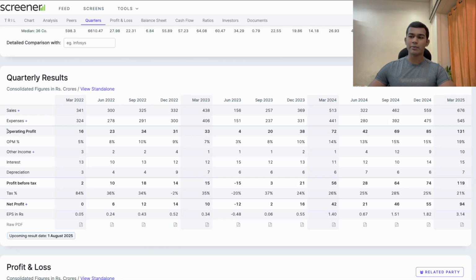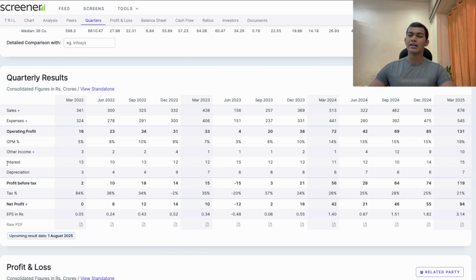Now, why do we look at operating profit? Because it gives us an insight into the core operations of the company without looking at other factors. If we want to look only at the company's core business and how it is doing, then we look at EBITDA or EBITDA margins. Next, we have operating profit margins, also known as EBITDA margins. Then we have other income. Other income can be, let's say, if the company invests some money in an FD, then that income is known as other income.